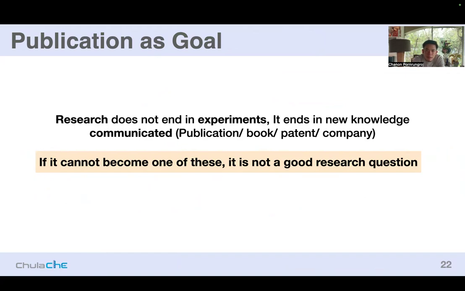Research does not end in experiment, it ends in new knowledge communicated, right? Either in the form of publication, book, patent, or a spin-off company. So when you do things, I would like you to find relevant enough questions that people would be interested in, that you can publish, as a goal, because you will need this to graduate and you will need this for your future career, right?